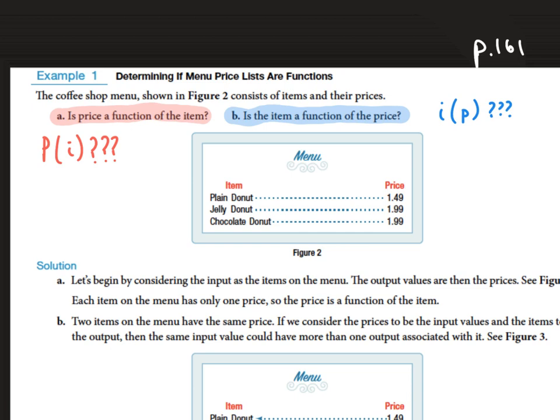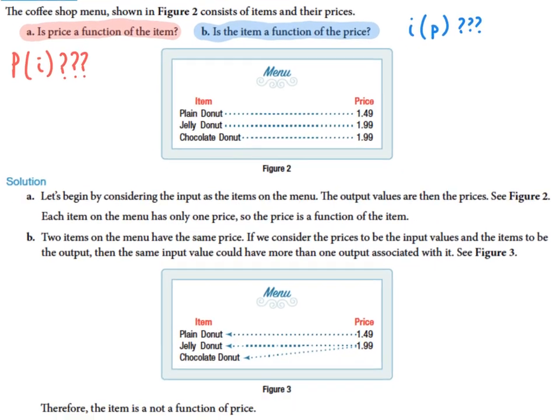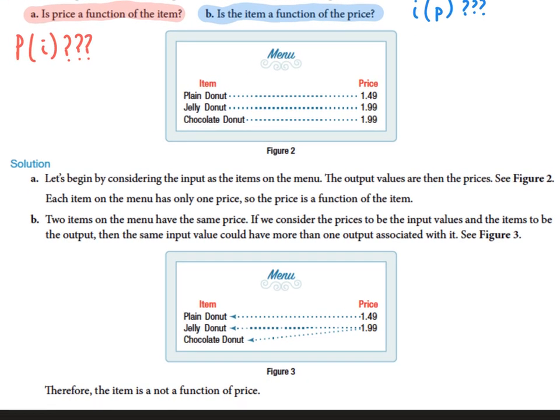Well, does it work the other way around? Is the item a function of the price? So if I input the price, do I always get the same item back out? What they've done here is, since two of the prices were the same, we wouldn't have to list it twice.